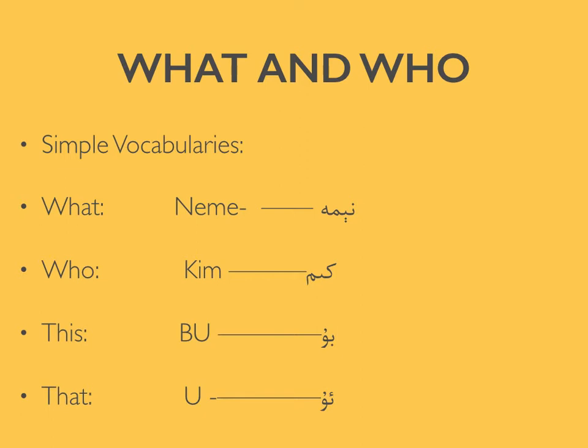So who, kim, this and that. Demonstrative pronouns, bu, u. And also in the previous class I have talked about the u also means it, he, she, right? It's for the third person pronoun. So it also means that in Uyghur.